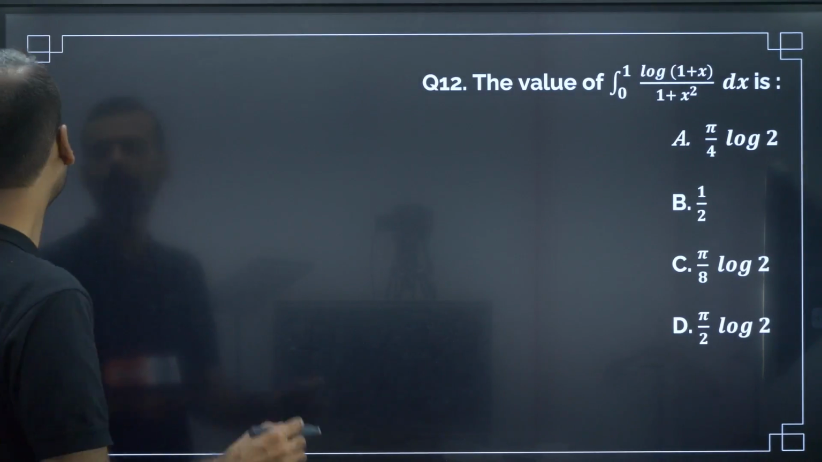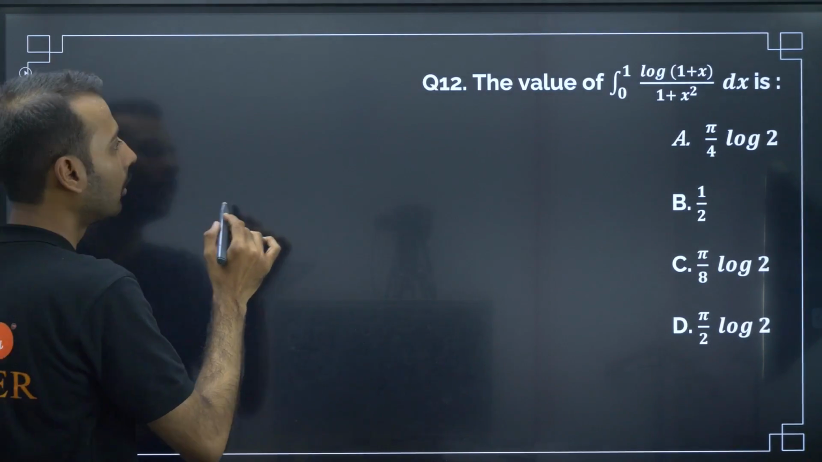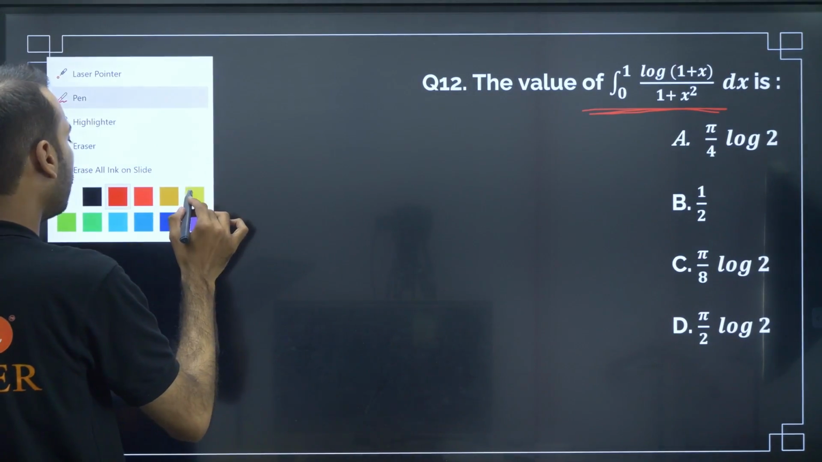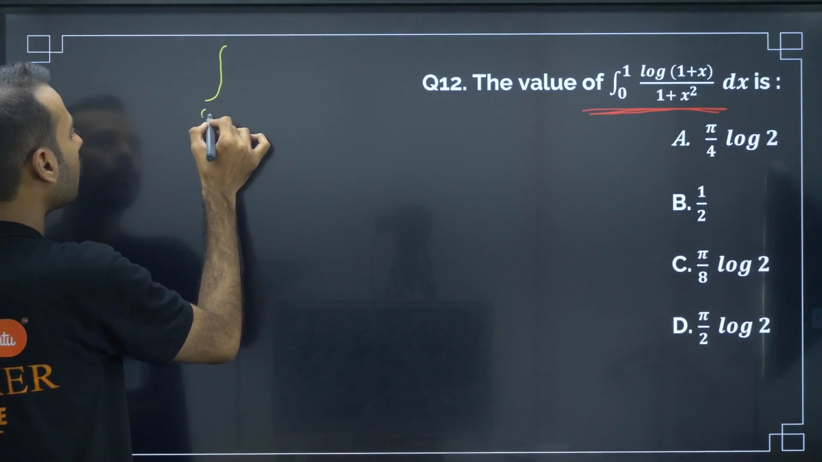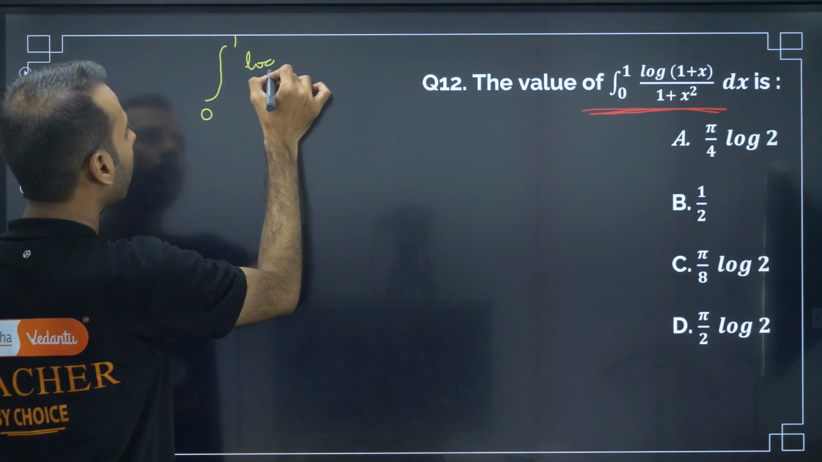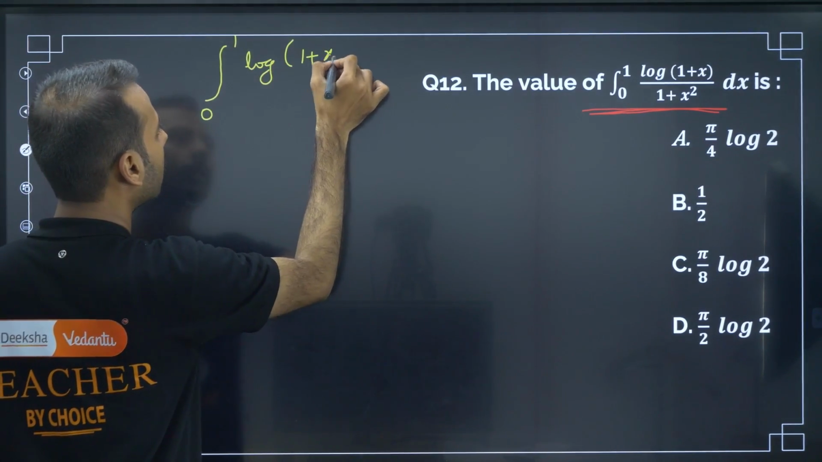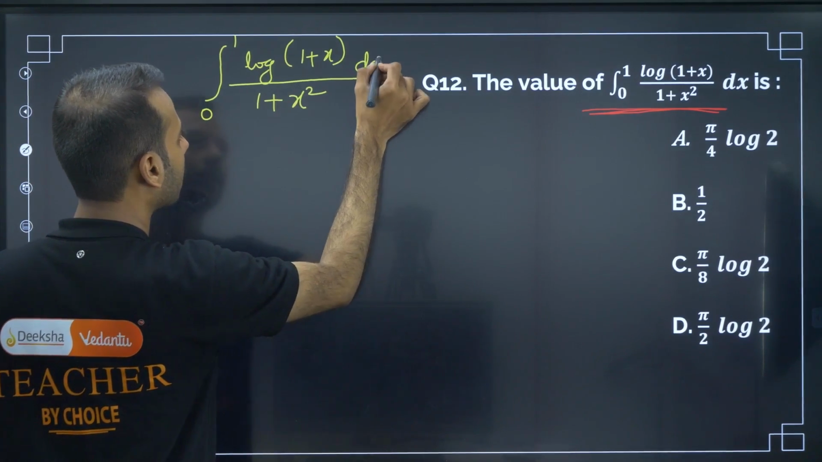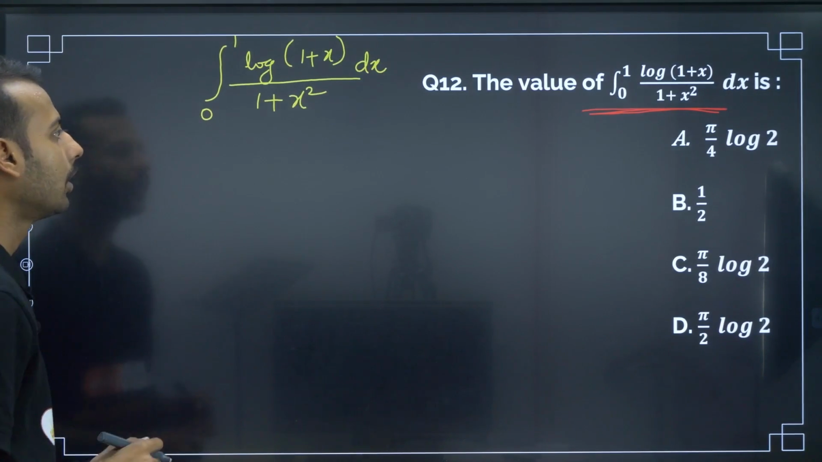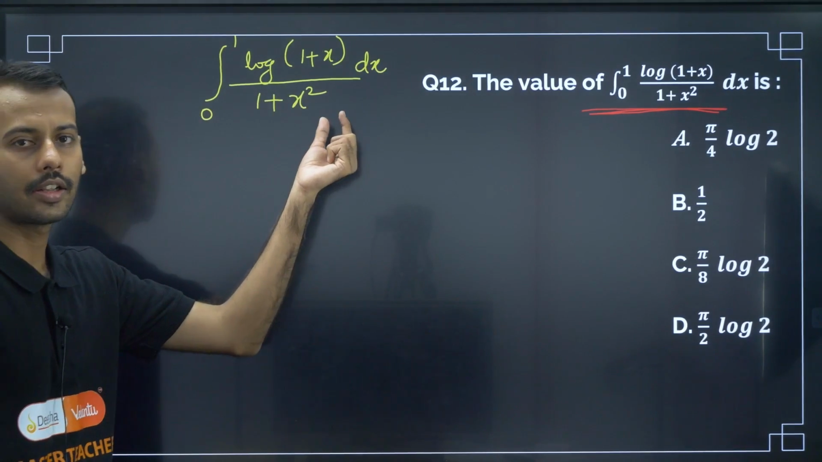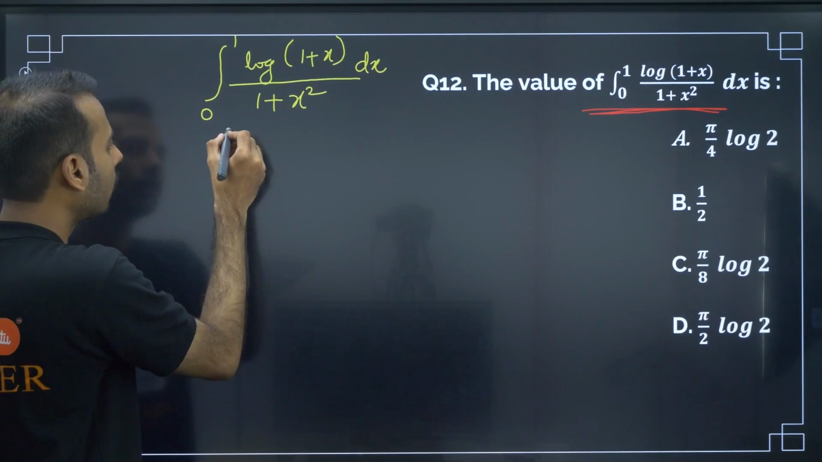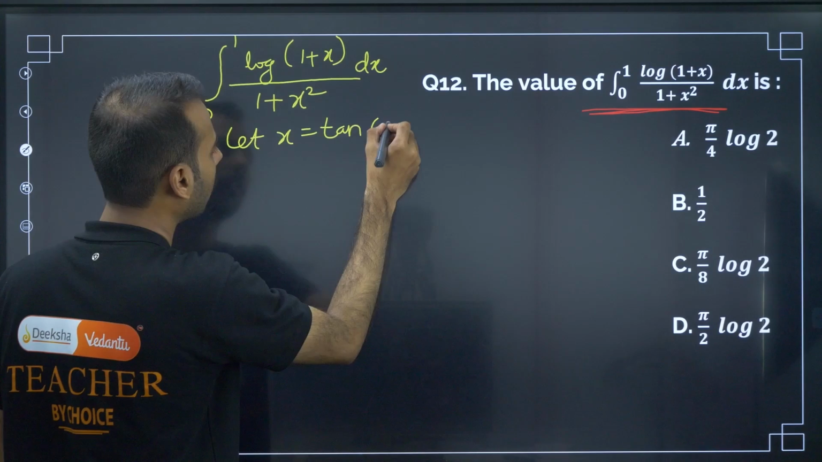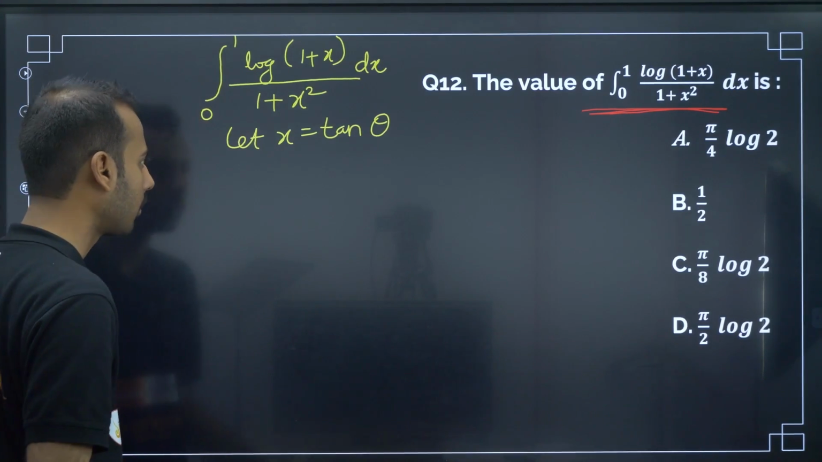The value of the question, if you go through the question, they're asking us to find the integration of this: 0 to 1, log of 1 plus x by 1 plus x square dx. So how to approach this? Direct standard integral, we don't have any such. So let x is equal to tan theta. We have to go for some substitution.